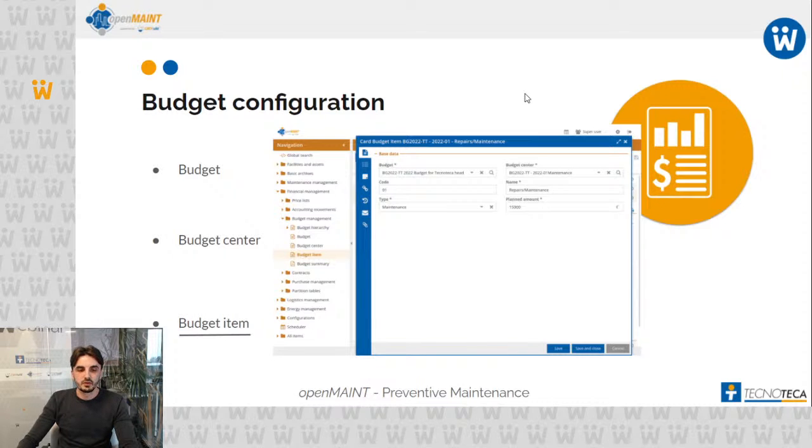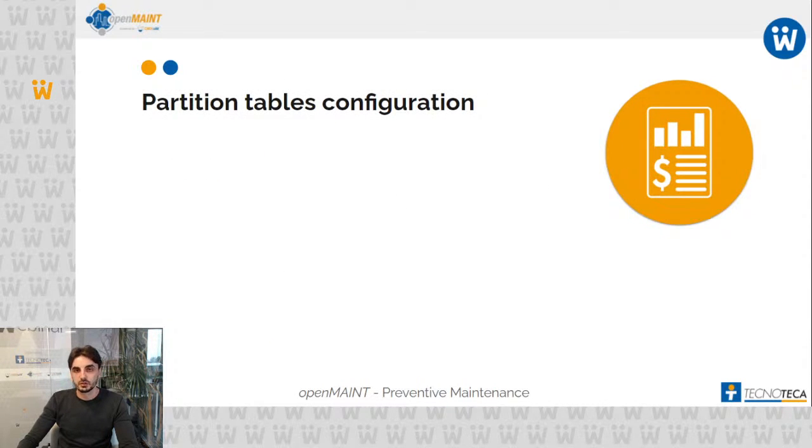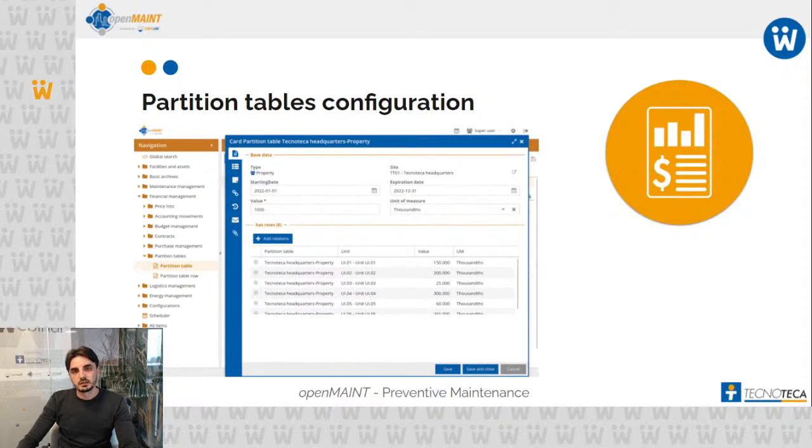Another even deeper level of repartition of the budget can be by configuring partition tables. Each partition table is linked to specific budget centers, and each one is made up of multiple rows. Each row is, on the other hand, linked to specific units that can be, maybe, apartments.